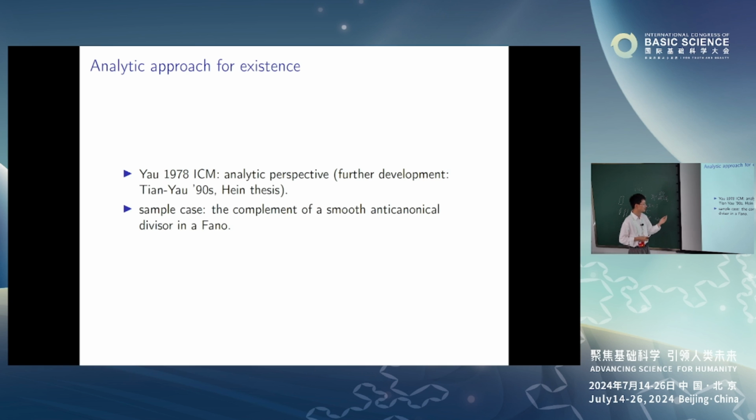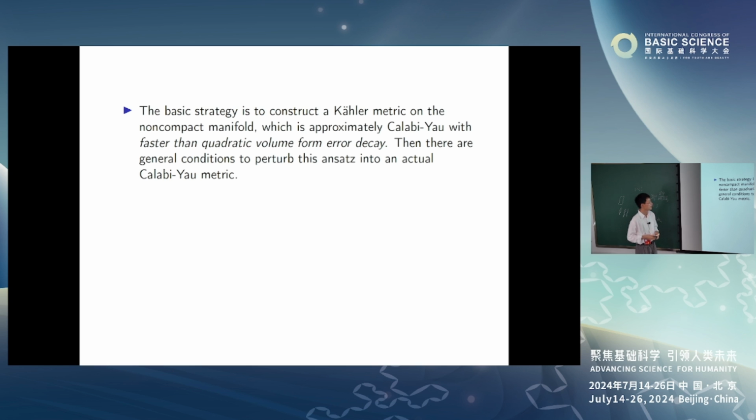And one of the sample results given by Tian-Yau in the 90s is that on the complement of a smooth anti-canonical divisor inside a Fano manifold, you can find a complete non-compact Calabi-Yau metric. Now, let me say a few things about what goes into this sort of construction from an analyst's perspective. The basic strategy is to construct a Kähler metric on this non-compact manifold where you want to find a Calabi-Yau metric, which is asymptotically Calabi-Yau.